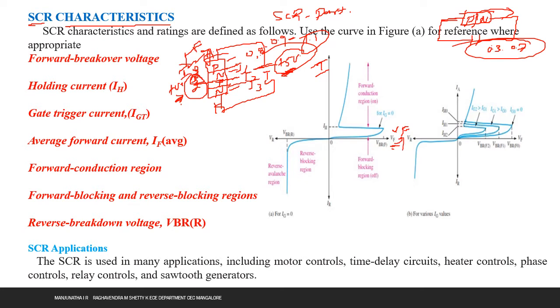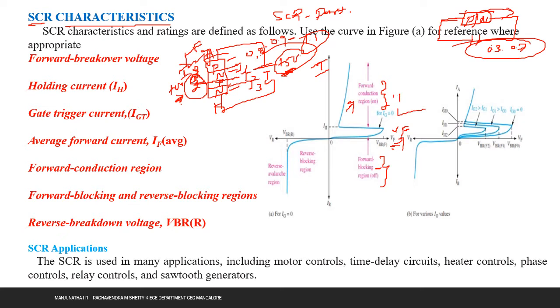Just observe here, this is the forward conduction mode. I can see some terms here, which are regions. This is the forward conduction region, and this is the region when the SCR is conducting. This other region is the forward blocking region. Try to see the difference here, and this is very important to understand.